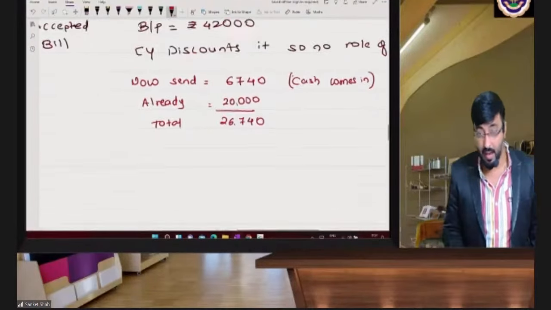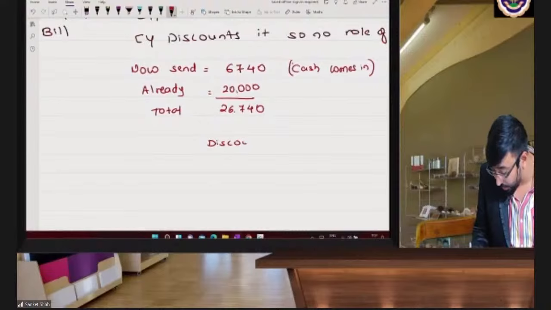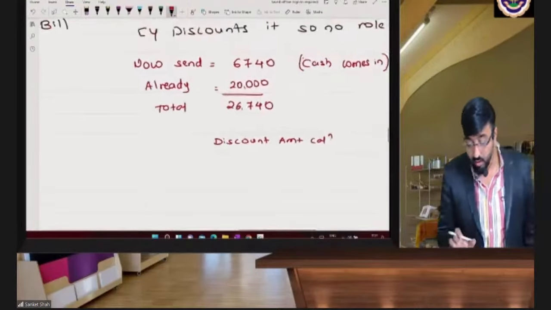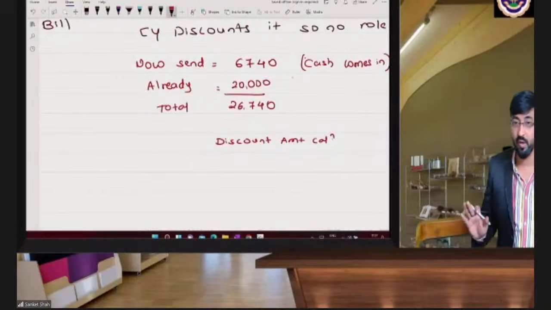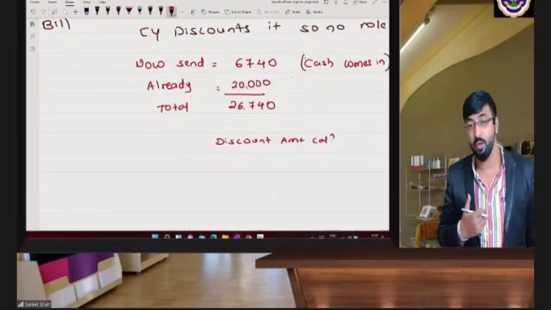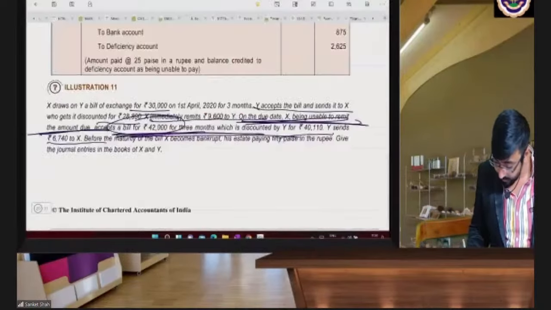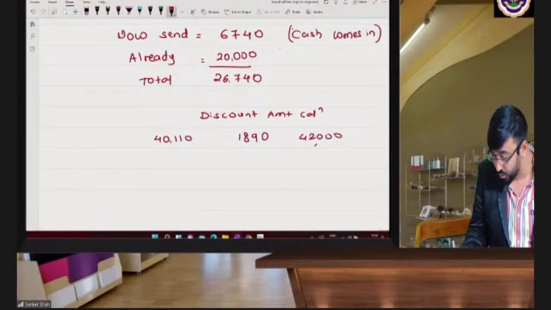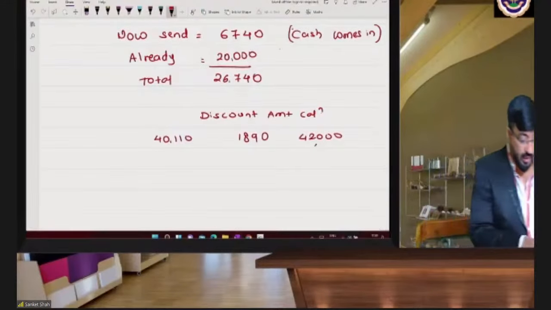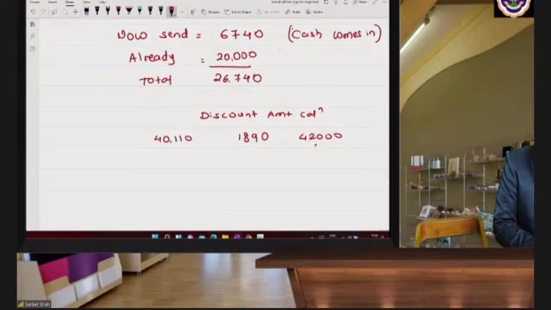26,740, and now we have to calculate discount amount. Discount amount calculation is only important. For this no entry, 20,000 we already have, so no entry. 26,740 we have total. Now see beta, out of 42,000, 40,110 is total amount received, 1890, and total is 42,000. Correct? So you can take on calculator. 42,000 minus 40,110 is 1890.